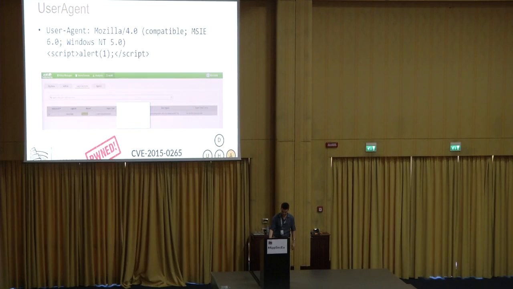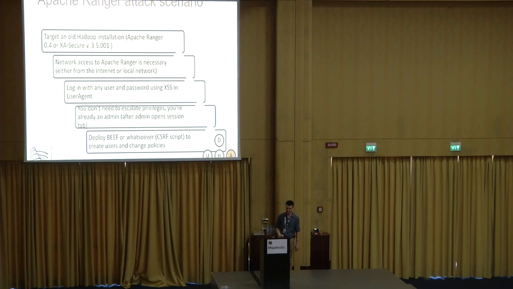So, punch. We've got this attack scenario where we can target a Hadoop installation with Ranger 0.4. Ranger was previously known as XA Secure or Apache Argus. So, as I mentioned, network access or this Hue cross-site scripting. Then we've got the admin session, and we can deploy BeEF or any other script to destroy the solution further.